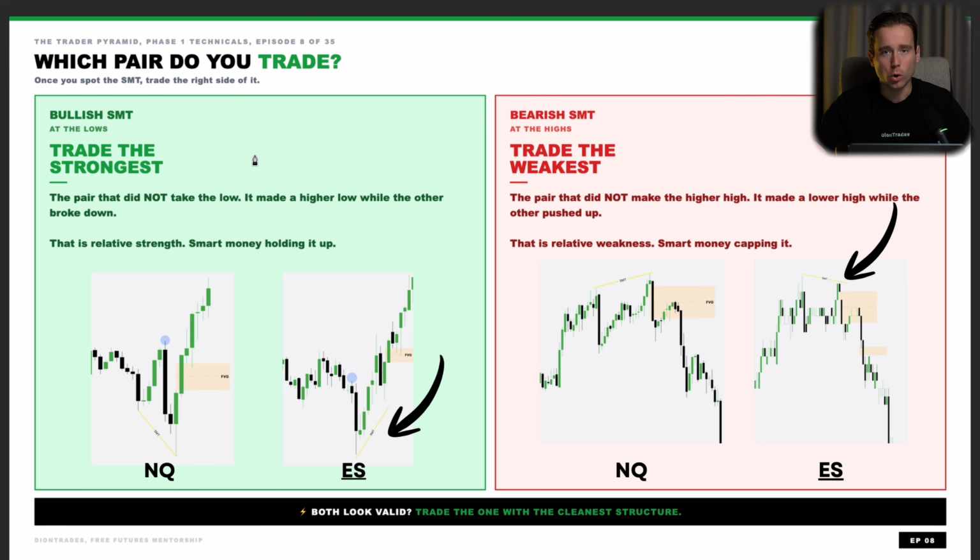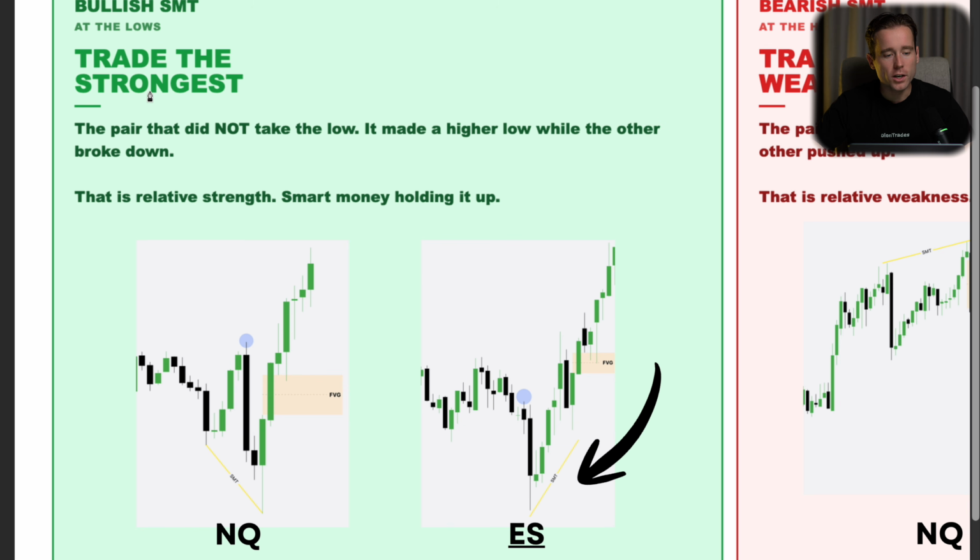Which of the two correlated pairs do you trade? In a bullish SMT, trade the strongest, so the pair that did not take the low. It made a higher low for a reason while the other broke down. That is relative strength, and smart money is holding price up. So in this case, NASDAQ makes a lower low. ES makes a higher low. ES was so strong that it did not even make a lower low. That means that is the strongest pair. That is what you should trade.